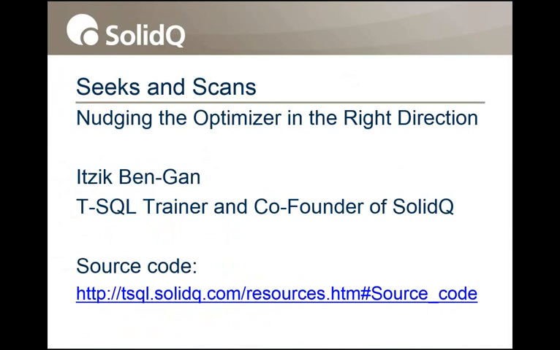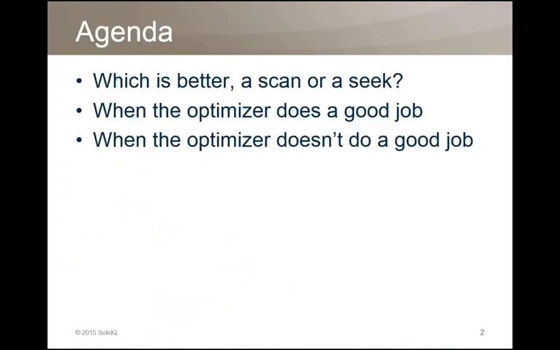All right, so the topic of the session is a couple of the most fundamental access methods that the SQL Server Optimizer uses, seeks and scans. So first of all, we'll talk about which is better. It's kind of a classic question. Is it better to have a seek? Is it better to have a scan?